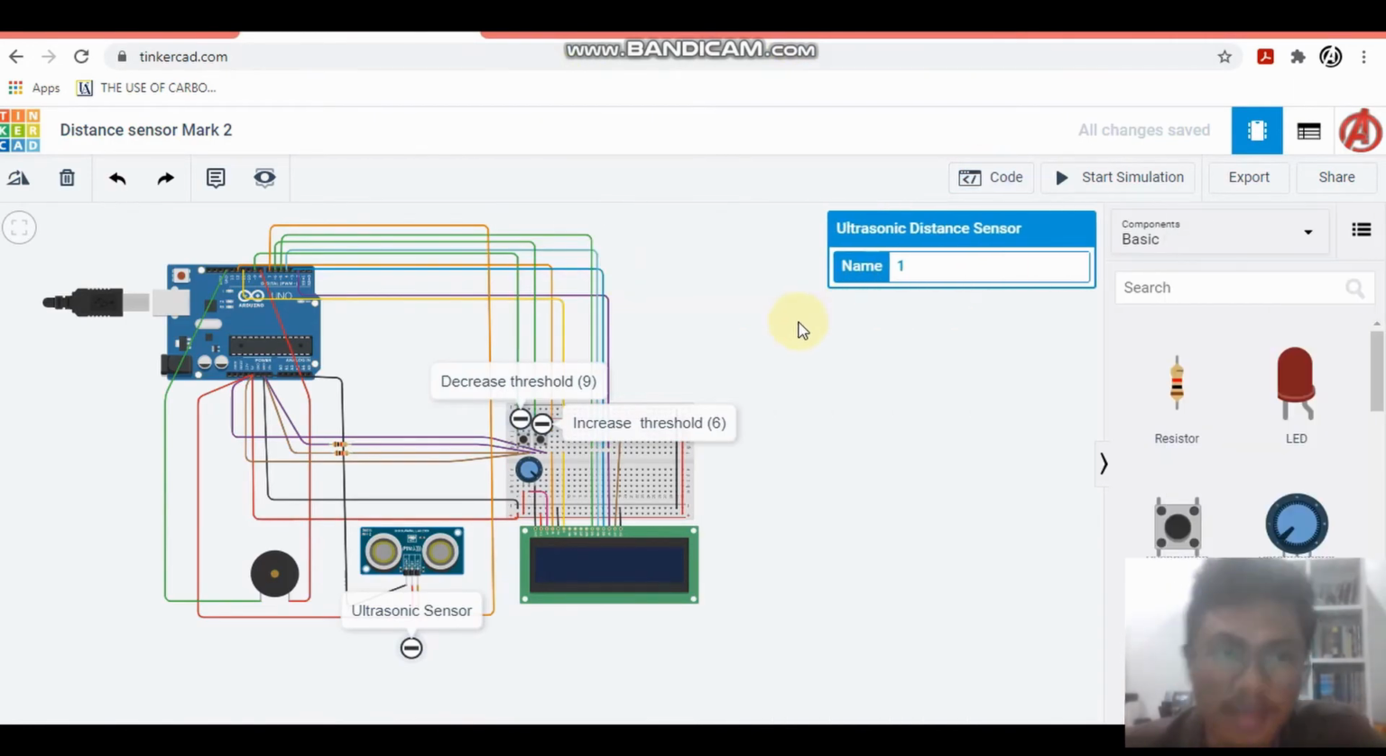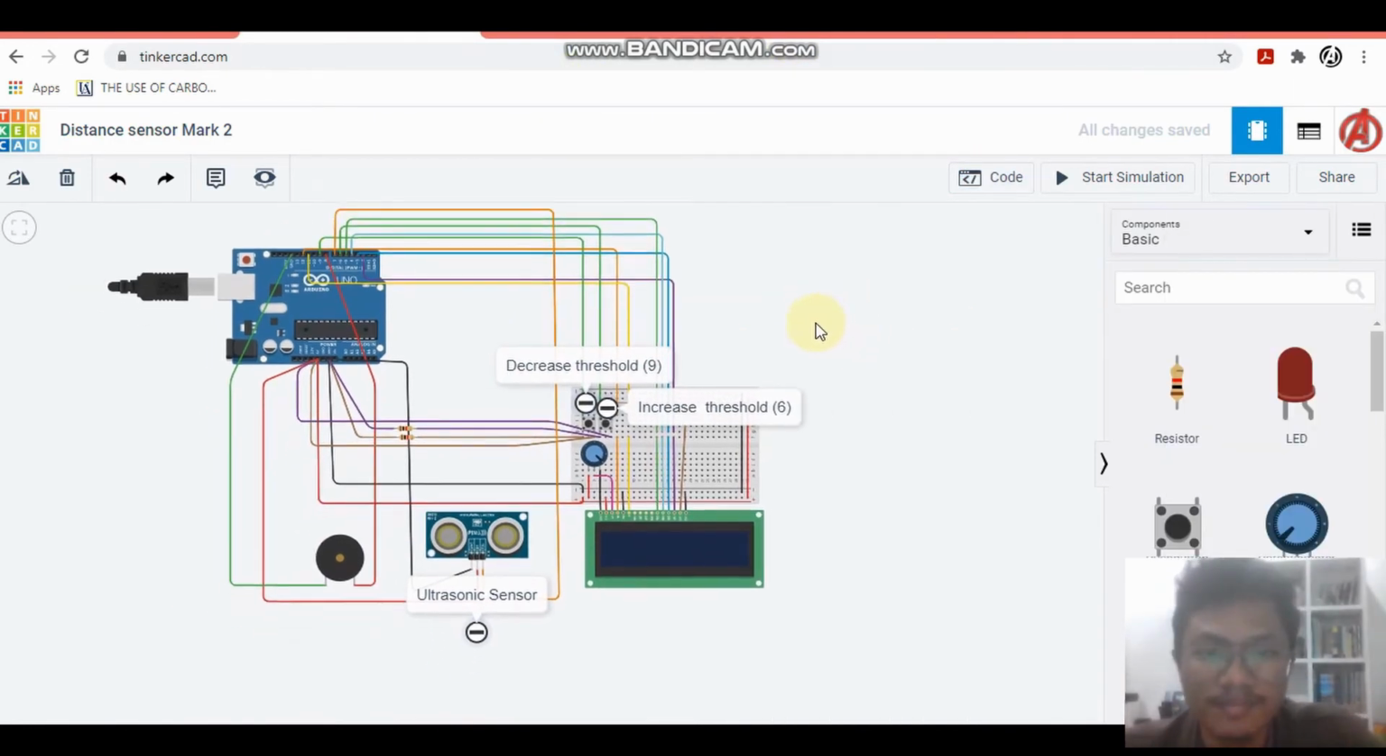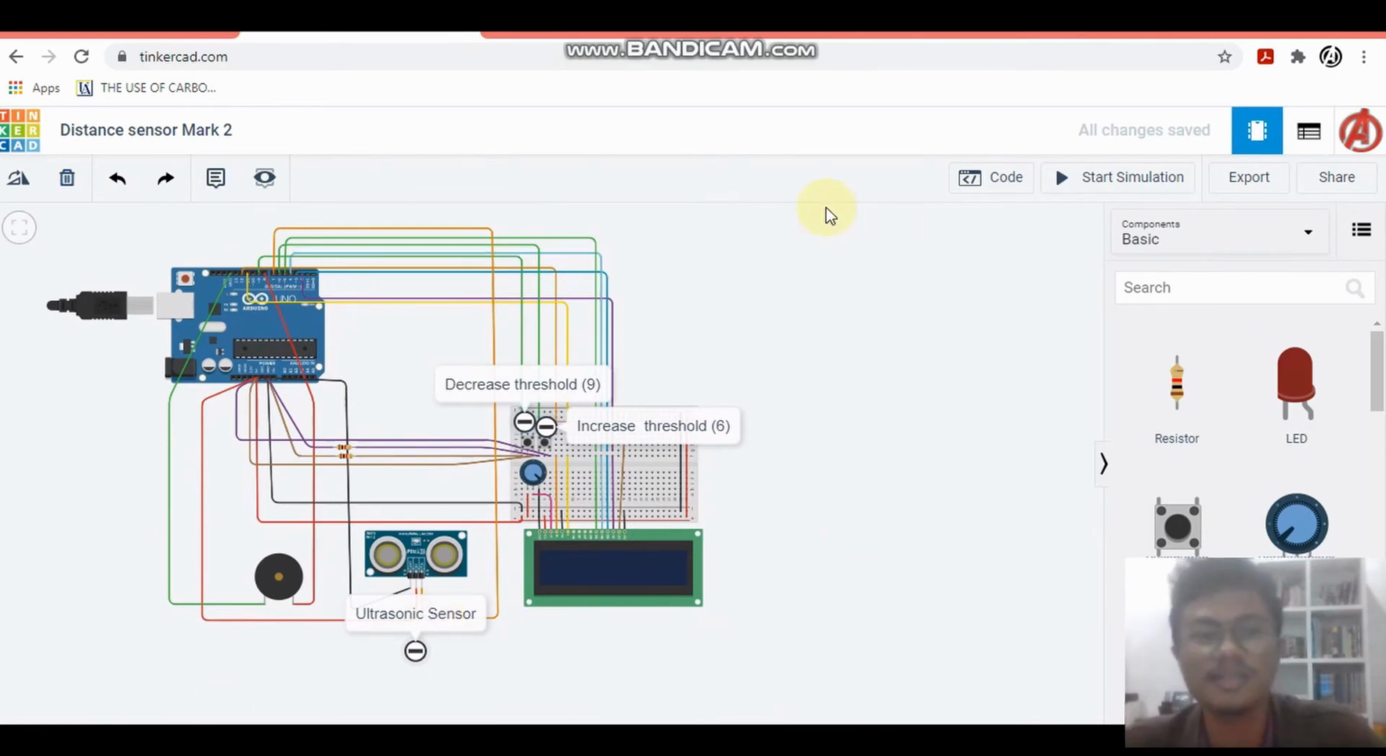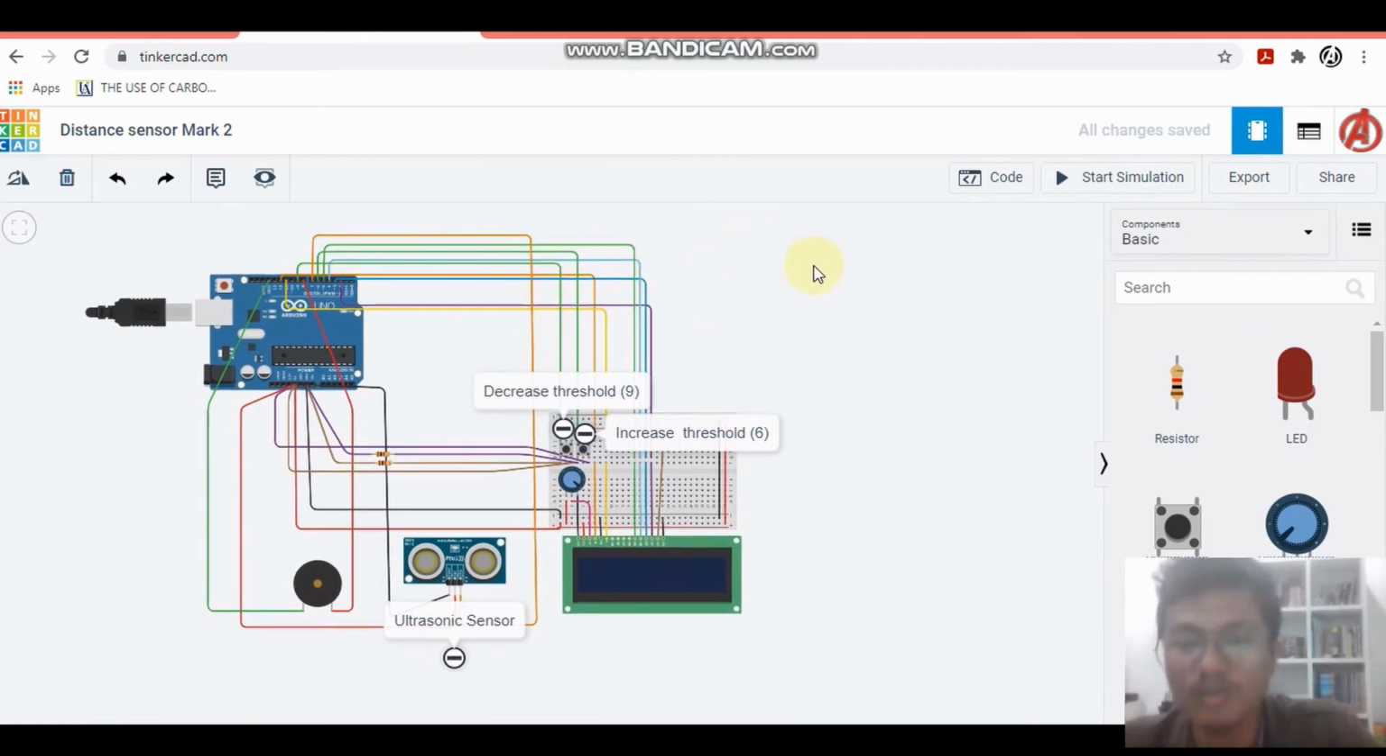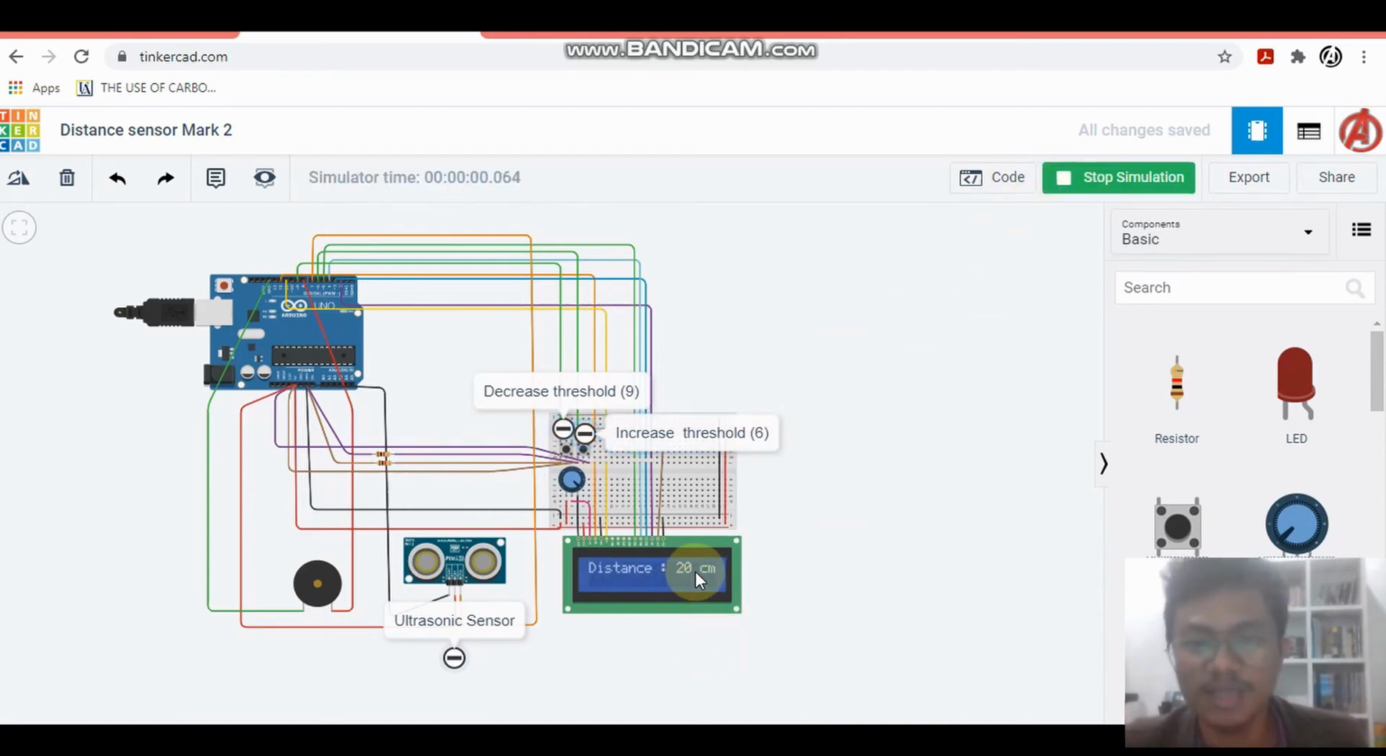Next is the distance sensor. This distance sensor basically helps the operator to dock the boat or to avoid obstacles. When an obstacle is within the ultrasonic sensor range, the buzzer will turn on. These two buttons will adjust the sensing distance. At default setting it is at 20 cm, which means when there's an object within 20 cm of the sensor, the buzzer will turn on.